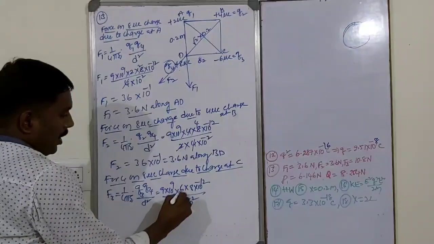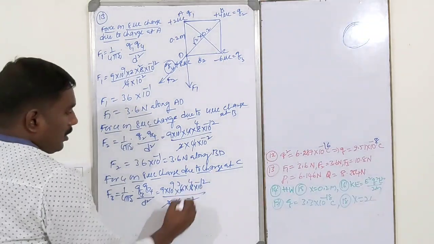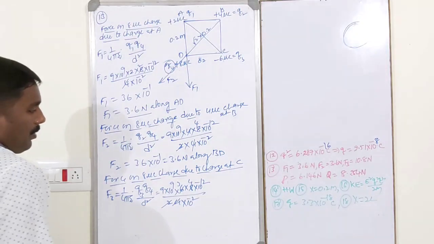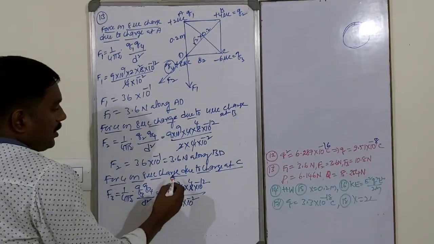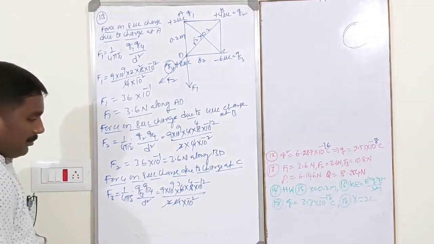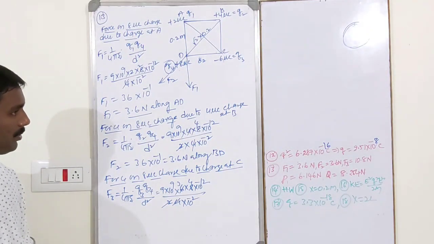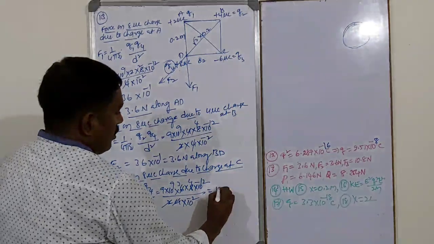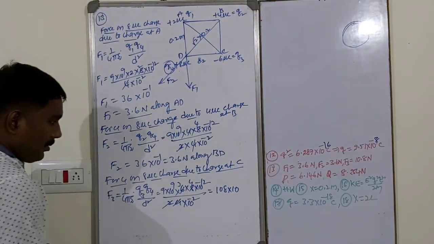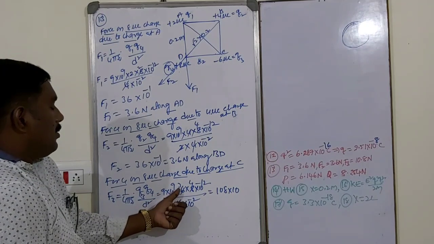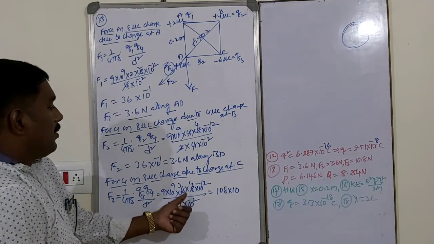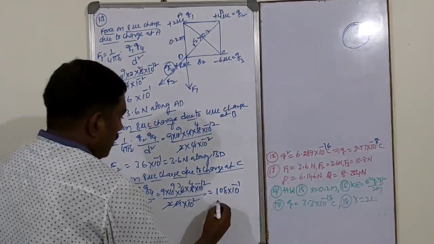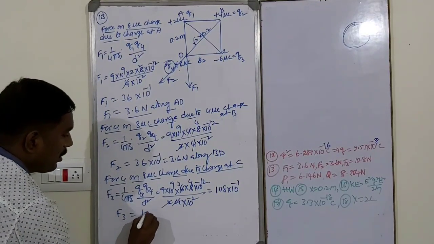So 2 2s are 4, 3s are 6, and so on, nearly 108. 12 3s are 36, 12 9s are 108. So that is 108 into 10 power minus 2 again minus 1. F3 is equal to what? 10.8.